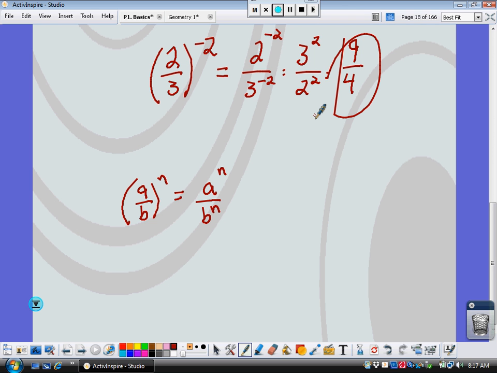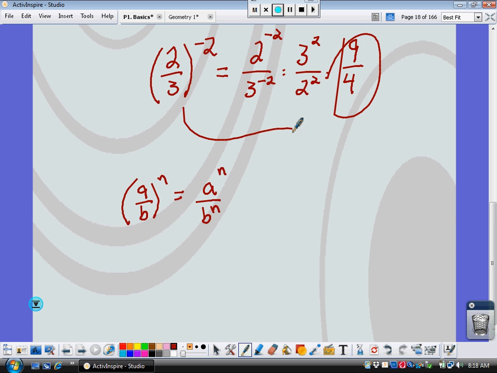What could I have done to begin with? When you distribute that negative, do you not know that both of them are going to be negative? Why not go ahead and flip it to begin with? You see that? Because your 2 is going to end up on bottom. Why? Because it's raised to a negative. Your 3 is going to end up on top because it's raised to a negative.